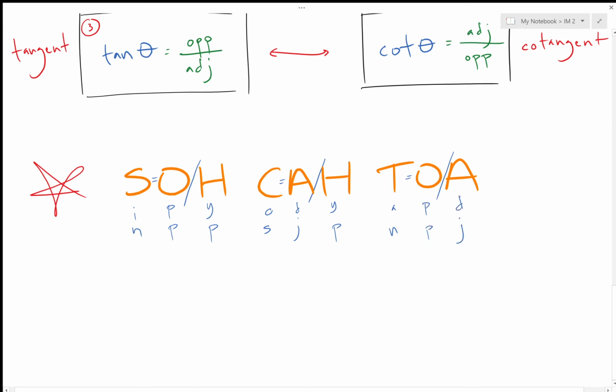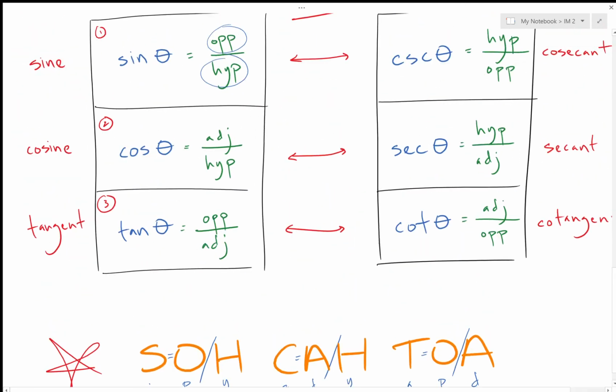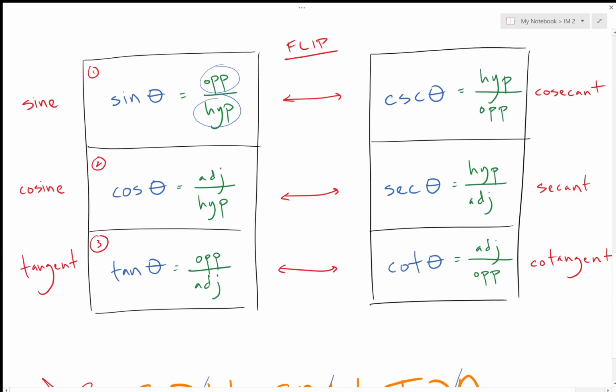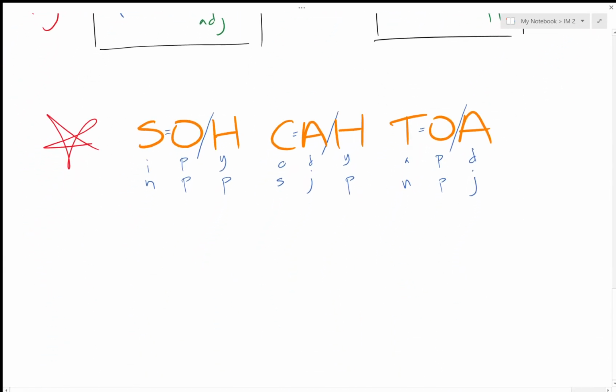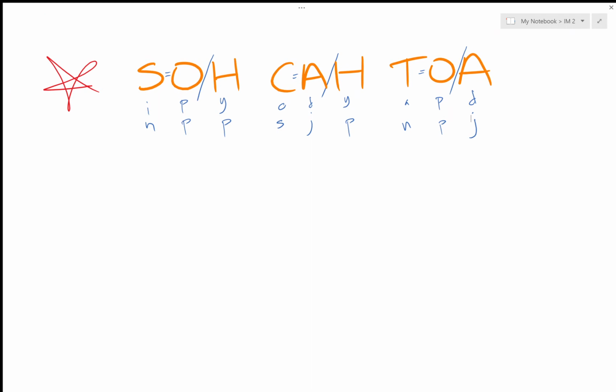So either refer back to the tables or SOHCAHTOA. I'll be referring to that word in the future. And it only has the first three because the other three, remember, are just the flips of these: cosecant, secant, and cotangent. All right, so SOHCAHTOA. Let's go ahead and apply this to our first example.